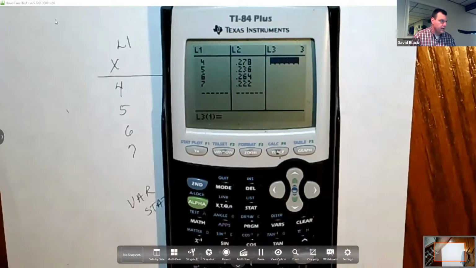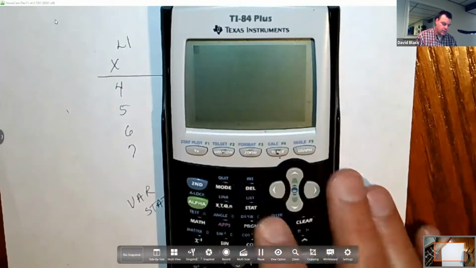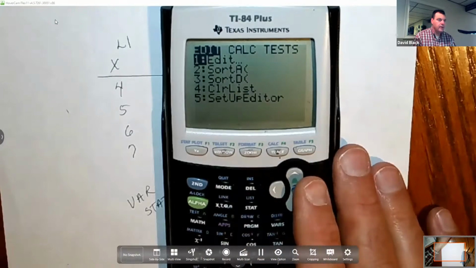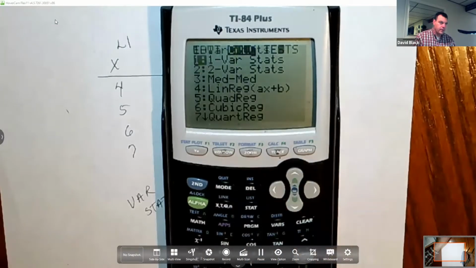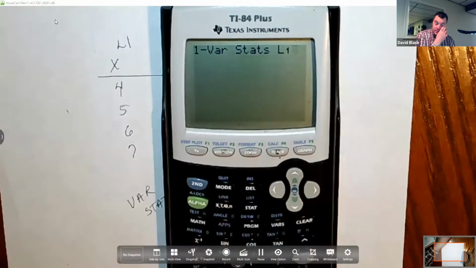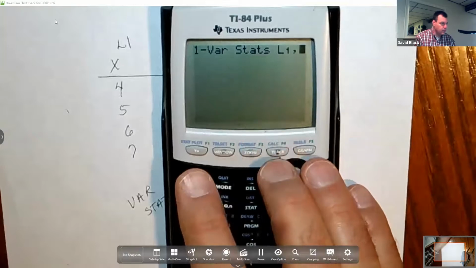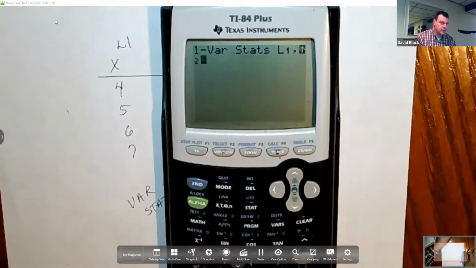So hopefully your data in your list looks something like what I've got showing. Okay, and then from your home screen, like I said, we're going to stat, and then calc, and variable stats. We have to tell the calculator where our data list is. It's in list 1. And we have to tell it where the frequencies are, and playing the role of frequencies here are probabilities. That's in list 2.